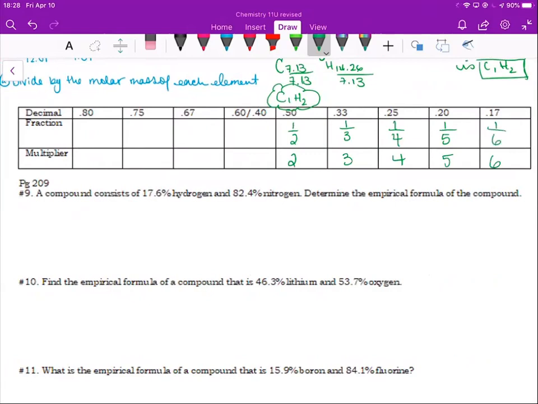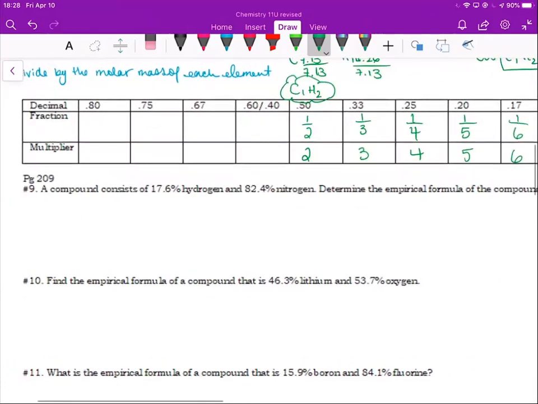Okay. A lot of students have a harder time dealing with the bigger numbers. So for instance, 0.4 or 0.6 is going to be 2 over 5 or 3 over 5 respectively. So you can multiply both by 5. 0.67 is 2 over 3. The multiplier is 3.